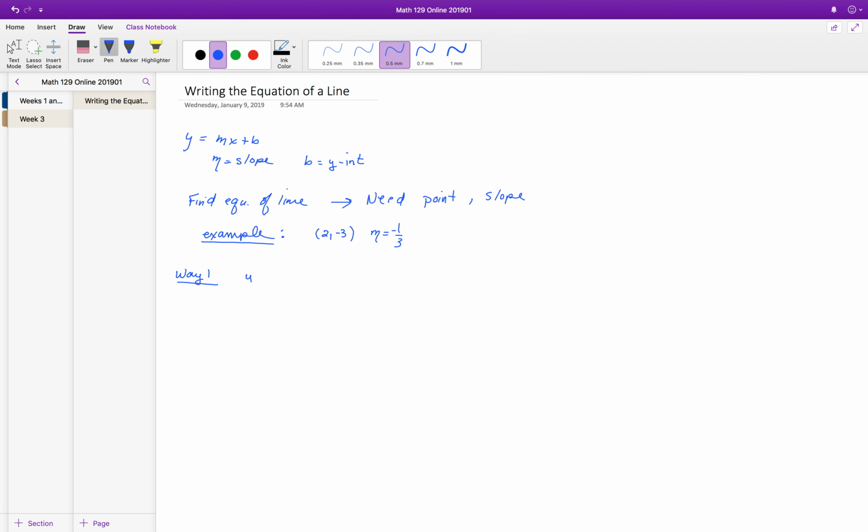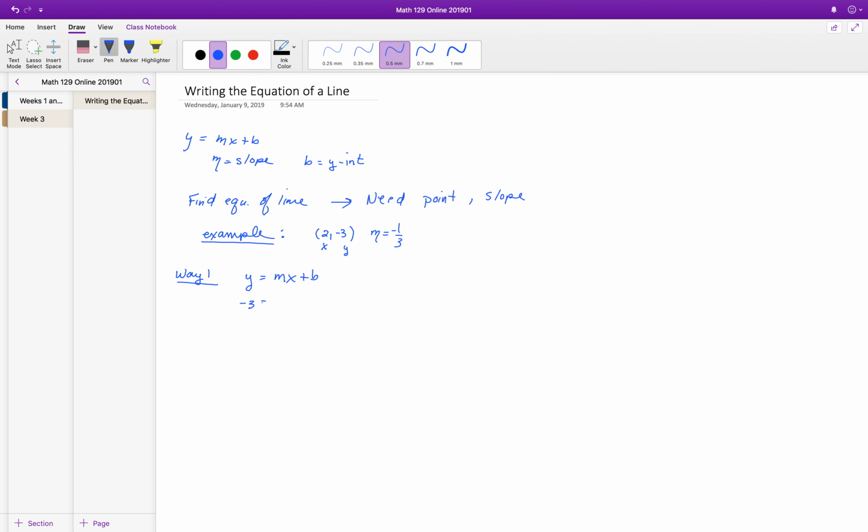Okay, so we're going to come up with the equation of the line, and this is the first way. A lot of people just use the y equals mx plus b equation. I would say that's what most people use. And so we just plug in what we know. We plug in 2 for x, -3 for y, and -1/3 for m, and that gives us enough information to find b, the y-intercept.